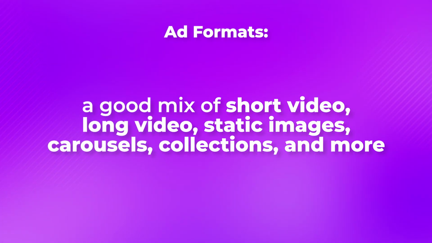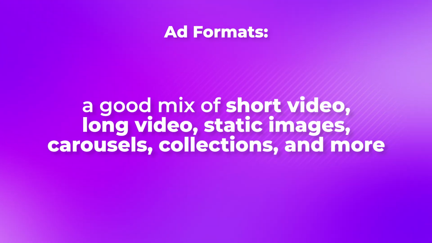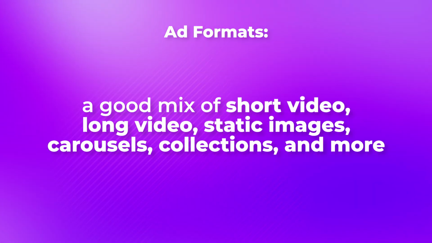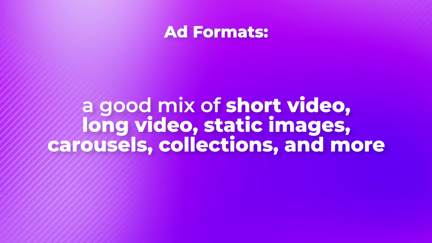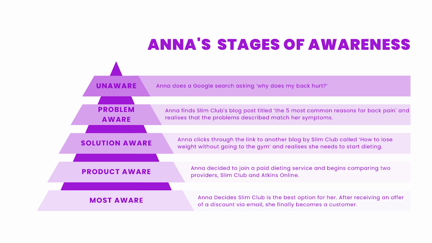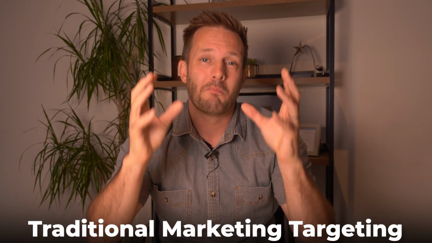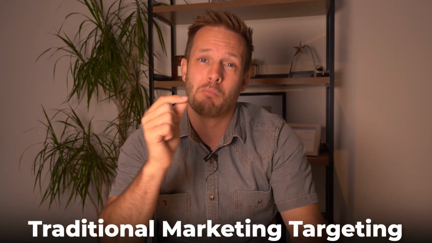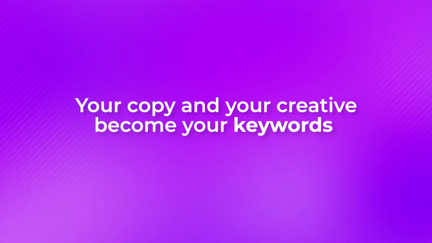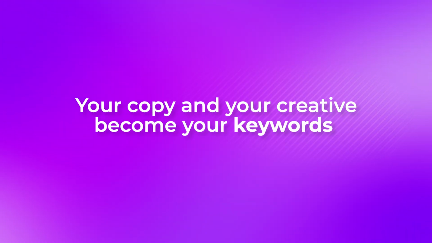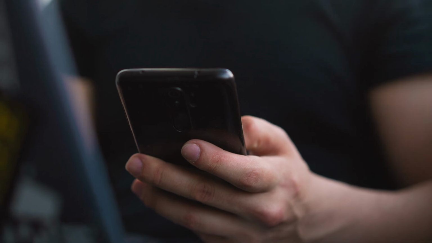In terms of your ad formats, you're going to want a good mix of short video, long video, static images, carousels, collections, and more. In terms of audience personas, speak to different types of awareness levels: unaware, problem aware, solution aware, product aware, and most aware. This is your traditional marketing targeting that is now becoming more relevant for Meta in 2026 and beyond. Your copy and your creative become your keywords if you're into SEO. So make it obvious who the ad is for and what outcome they will get.